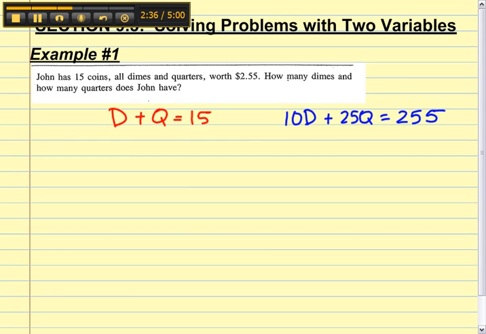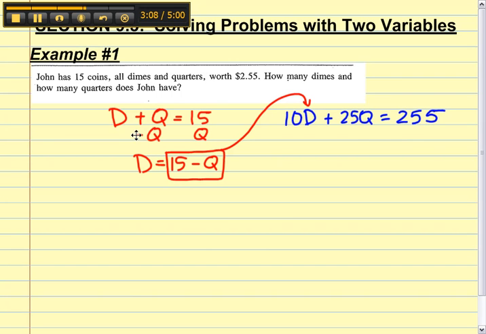Now look at this. This is exactly what we did yesterday with the substitution method. Okay, I've got two equations. I want to take one equation and get a variable by itself. Well, it's easy to see that the red equation is the easiest one to alter. I'm just going to subtract Q from both sides and say that D is equal to 15 minus Q. Perfect. D equals that. That means that I'm going to take this and put it in place of D.